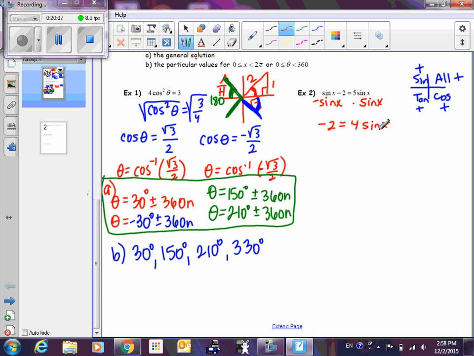Okay, I just want sine x though. I don't want 4 sine x. So what am I going to do now? Divide by 4. So what happens when you divide by 4? You get negative, what's negative 2 divided by 4 simplified? Negative 1/2. And so what would x equal? Arc sine negative 1/2. That's a fourth of the problem, by the way, points wise.